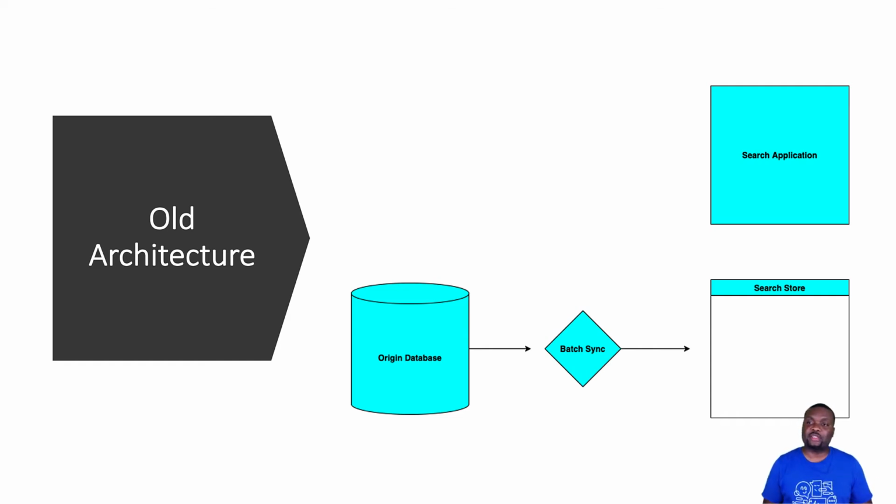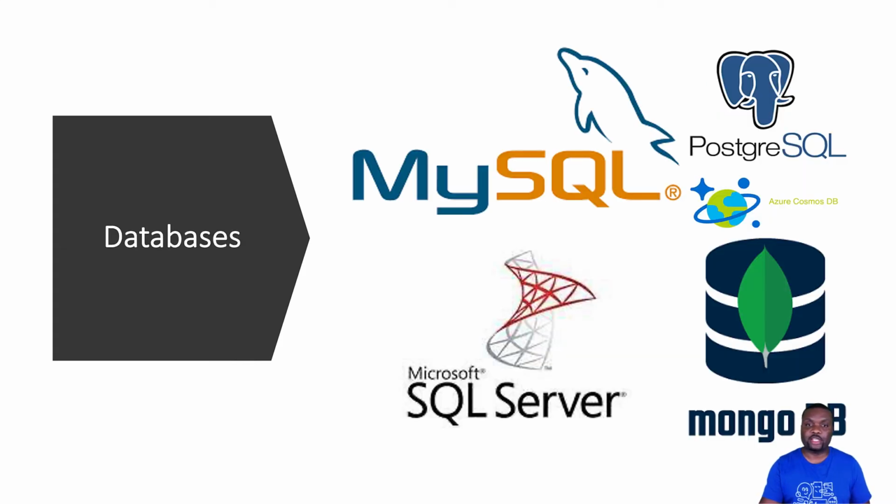So these batch systems are kind of like the old way of doing things, and that is now deprecated. The new strategy now is to use Kafka Connect to do the synchronization.